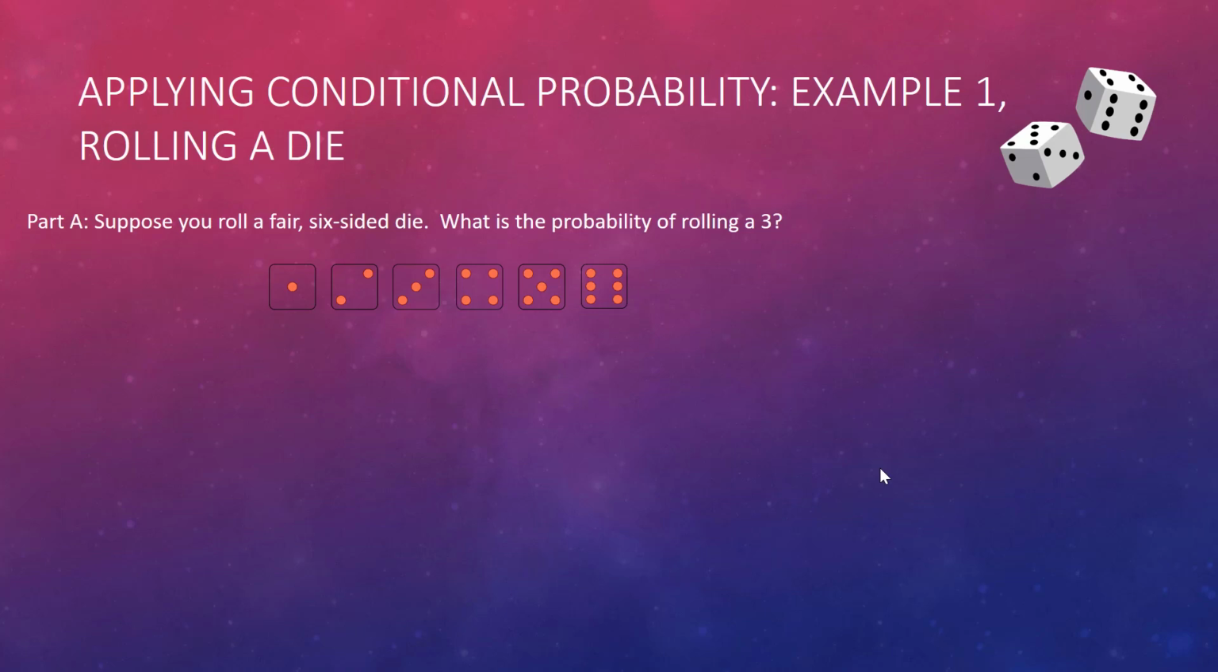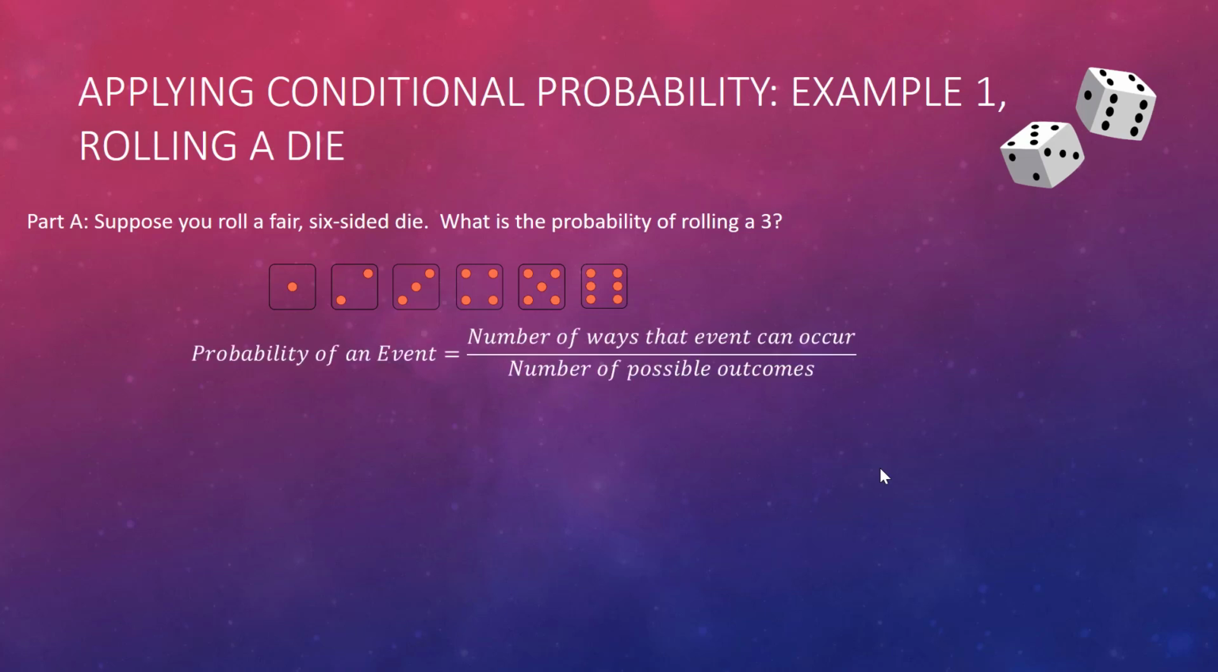Here are the possible outcomes. Since it is a fair die, we will assume that all of these 6 outcomes in the sample space are equally likely to occur. So we can use the general probability rule, which says that the probability of an event is the number of ways that an event can occur divided by the total number of possible outcomes. There's only one way to roll a 3, and there are 6 possible outcomes. So in this example, the probability of rolling a 3 is 1 over 6.